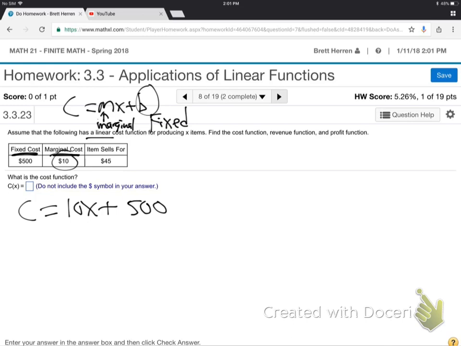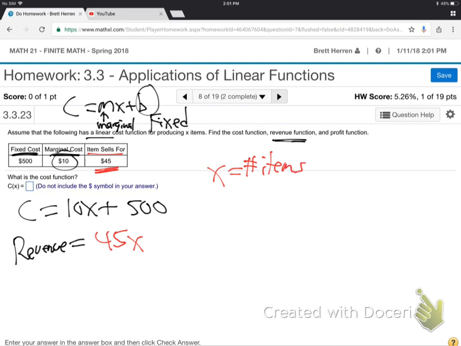There's the cost function. Next, it wants me to come up with a revenue function. Revenue means the money you get when you sell this product, as you know. So what's the revenue function? What's the money we're going to get? Well, it says right here that these things sell for $45 an item. Each item is selling for $45. So is the revenue function then just 45? We've got to have the X, huh? Because it's however many. X is the number of items, right? X is always the number of items, omelets or whatever it is we're selling. So it's $45 times the number of items, $45 each item. So there's the revenue function.